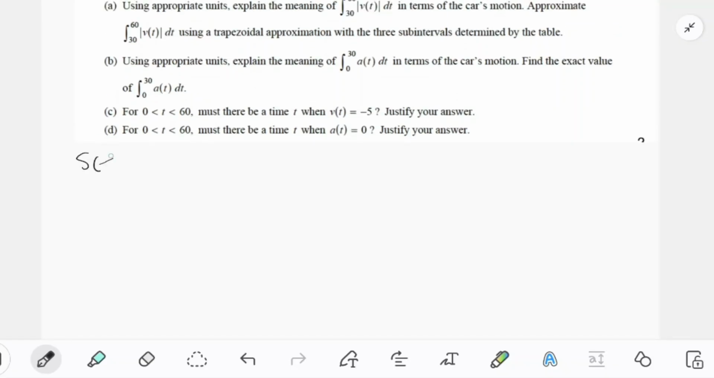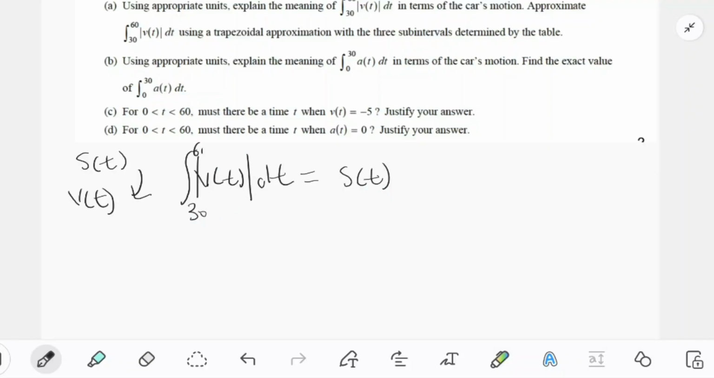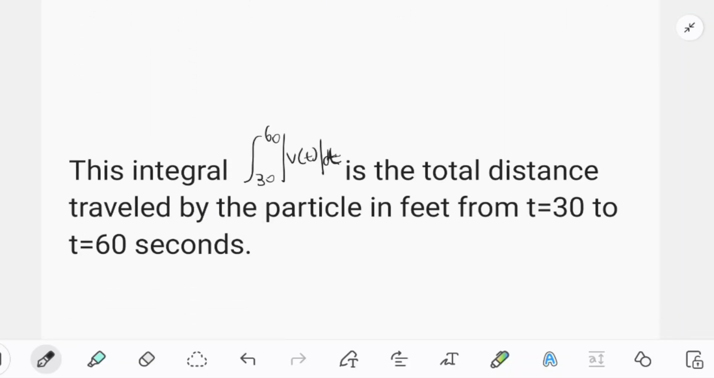Since the derivative of the position function gives us the velocity function, the integral of v of t must be the position function s of t. We substitute the upper and lower limit into s of t, which gives us s of 60 minus s of 30. This is equal to the distance traveled in feet by the particle from t equals 30 to t equals 60 seconds. This is the answer to the first half of Part A.